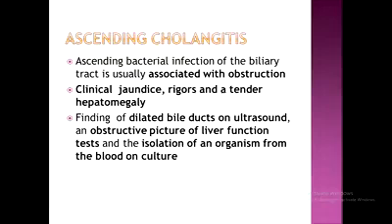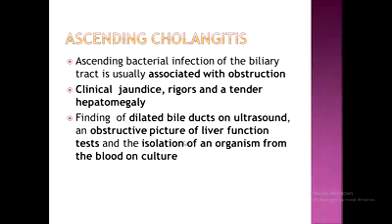On LFTs there will be an obstructive picture. What do we mean by an obstructive picture? It means that the alkaline phosphatase level will be 3 to 4 times higher than normal, so the level may be around 1000 or more than 1000. As for the rest, the bilirubin will definitely be raised in this patient due to the obstructive picture, but the ALT and AST will be mild to moderately raised above the normal level.